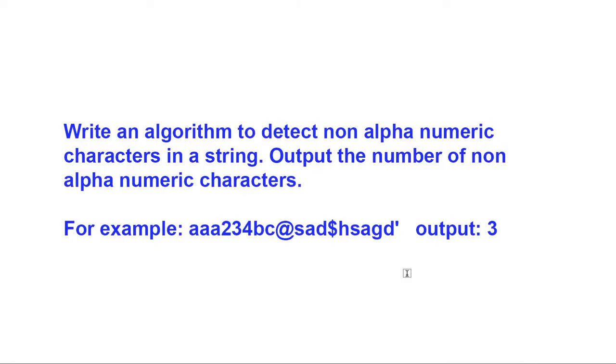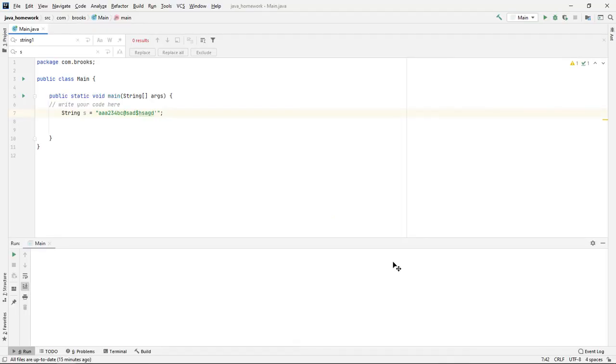This exercise wants us to write an algorithm to detect non-alphanumeric characters in a given string, and it wants us to output the number of non-alphanumeric characters. For example, given this string, there will be 3 non-alphanumeric characters. This one, and this one. I went ahead and created this string because I didn't want to have you watch me type this out.